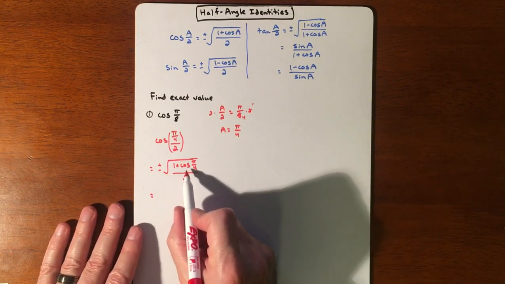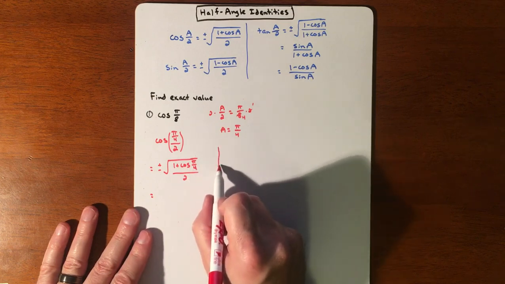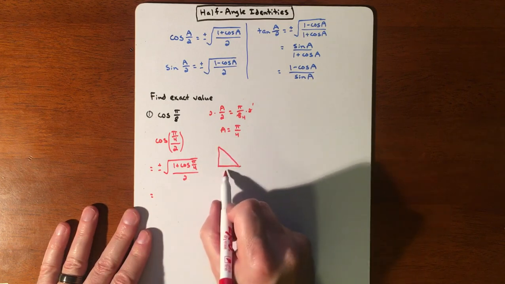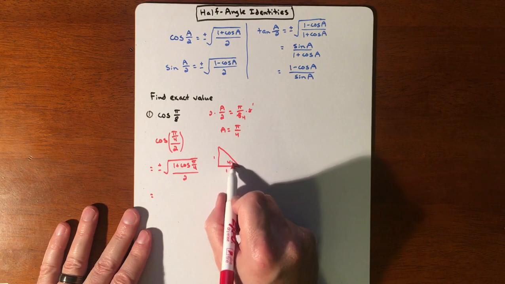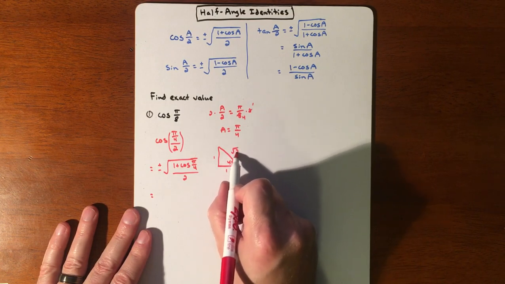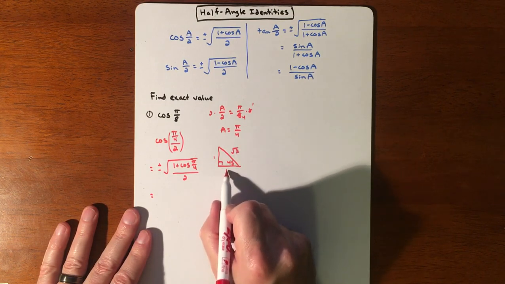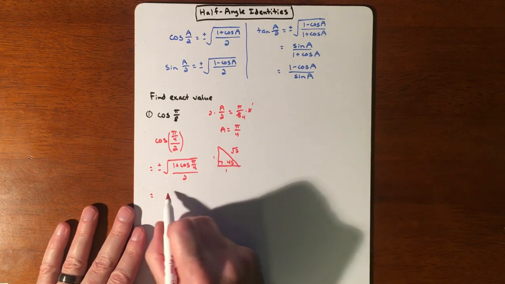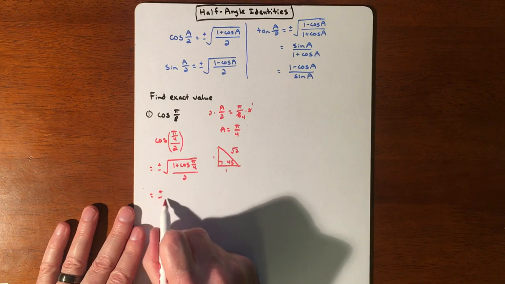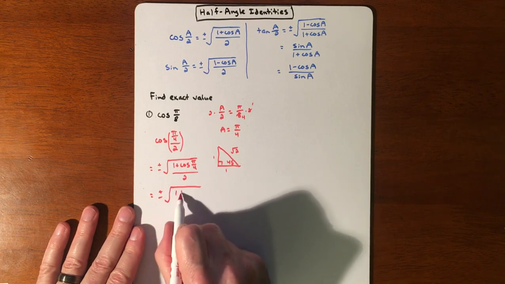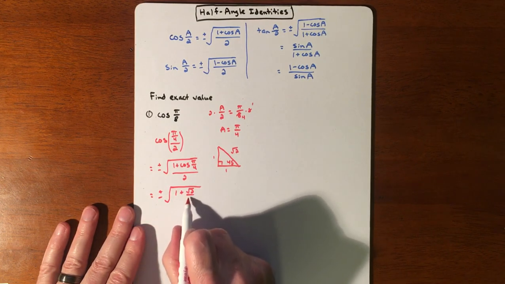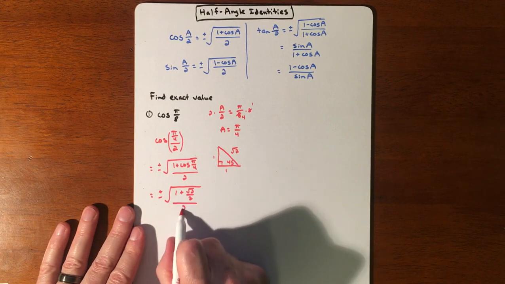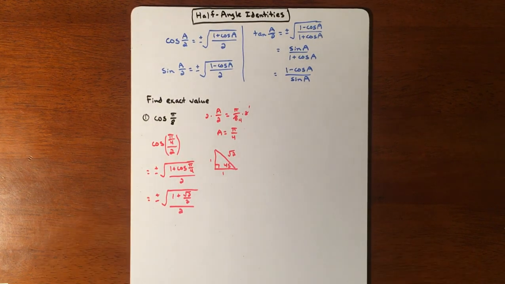So cosine of pi over 4 is referring to a 45, 45, 90 right triangle. So cosine is 1 over root 2, which rationalizes to root 2 over 2. So plus or minus the square root of 1 plus root 2 over 2, all over 2. All right, so that is a mess.